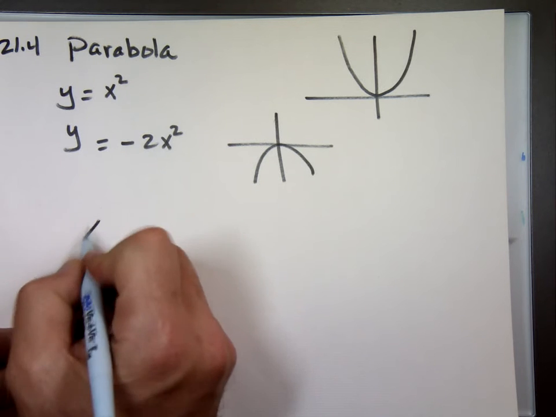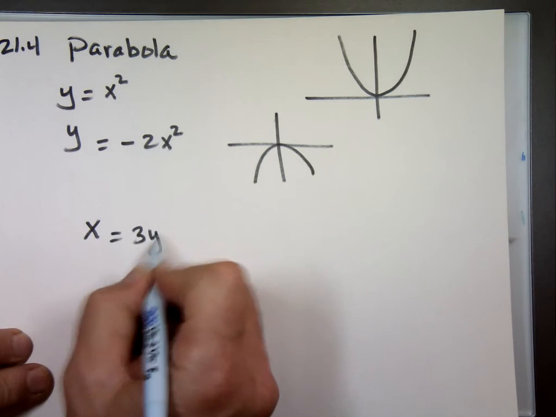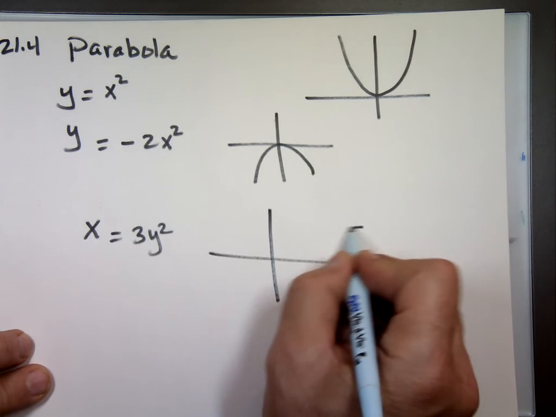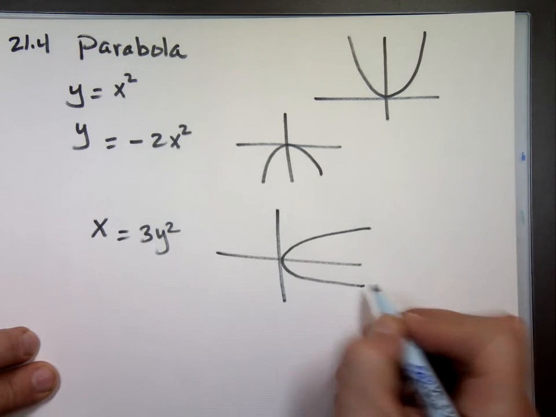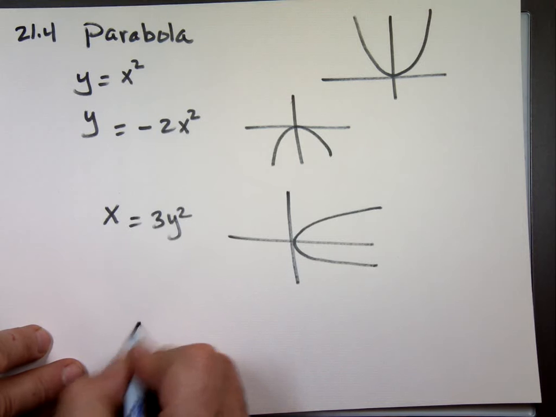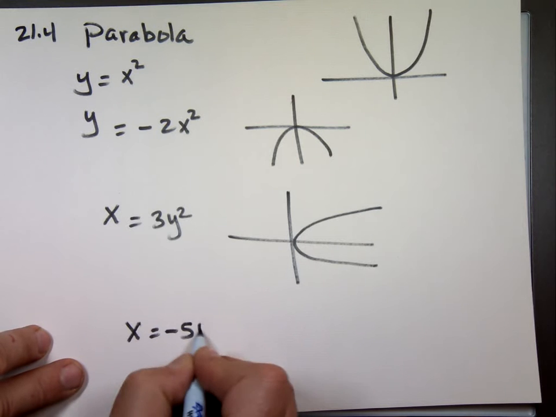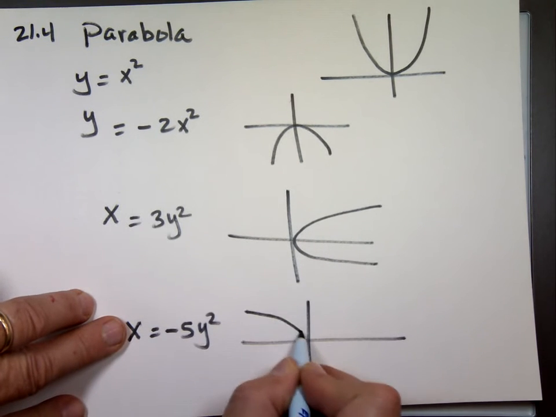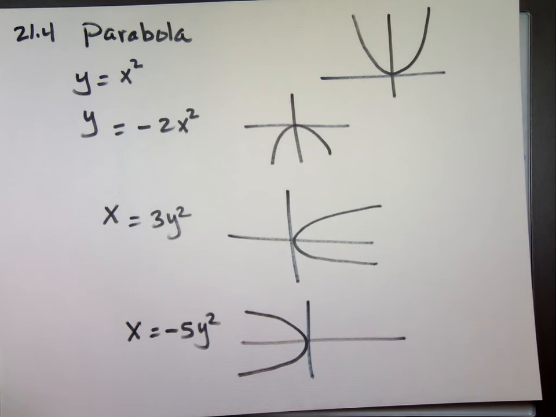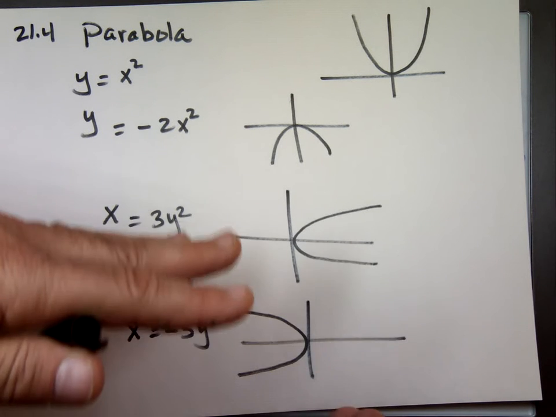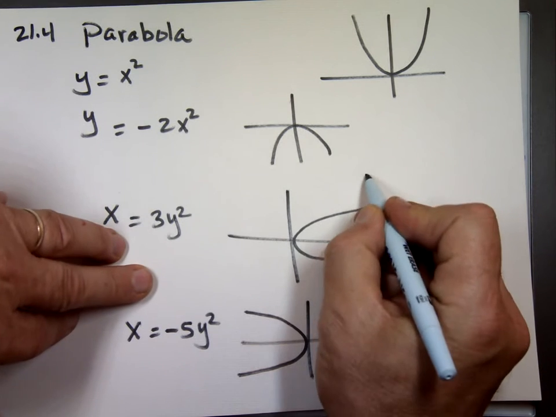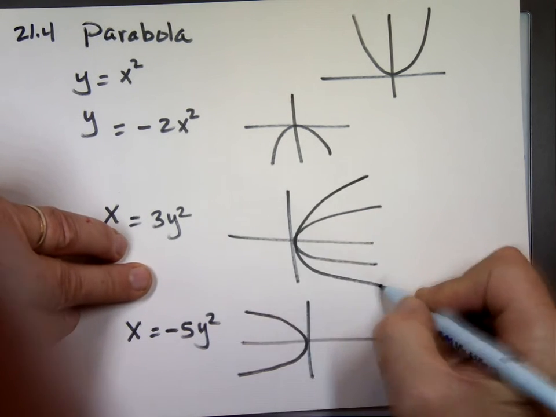When we used to write x equals 3y squared, that's a parabola going which direction? To the right. X equals negative 5y squared. Well, I'm not sure how narrow it's going to be. That's the problem. How narrow, how wide that graph is, because all of these are parabolas going to the right.